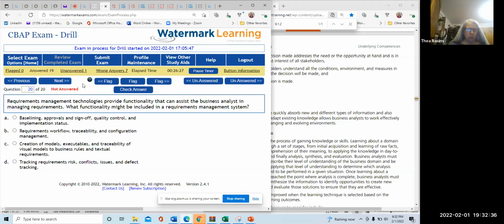Requirements management technologies provide functionality that can assist the business analyst in managing requirements. What functionality might be included in the requirements management system? Baselining, approvals, sign-off, quality control, and implementation status. Requirements workflow, traceability, configuration management. Creation of models, executables, and traceabilities of visual models to business rules and textual requirements, or tracking requirements, risk, conflict, and defect tracking.